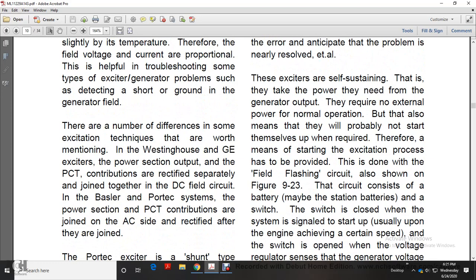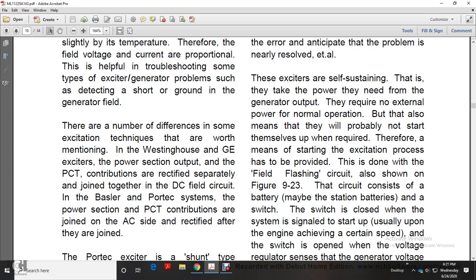These exciters are self-sustaining. They take the power they need from the generator output. They require no external power in normal operation, but this also means that they would probably not start by themselves when required. Therefore, a means of starting the excitation process has to be provided. This is done by a field flashing circuit, also shown in figure 9.23. The circuit consists of a battery, maybe station batteries, and a switch.